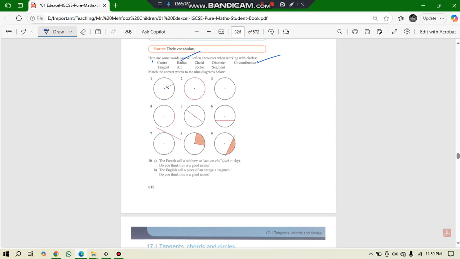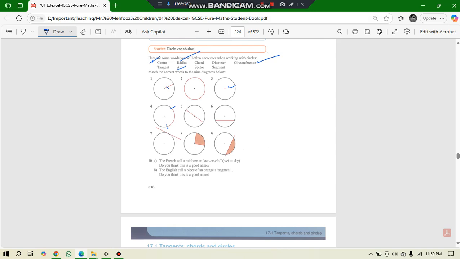In the third figure, the center of the circle is shown in red. In the fourth figure, you can see that a small patch is red. It means that this is the arc of the circle. An arc is basically a small part of the circumference of the circle. So the third is the center, the fourth is the arc. Okay, fifth is the diameter.